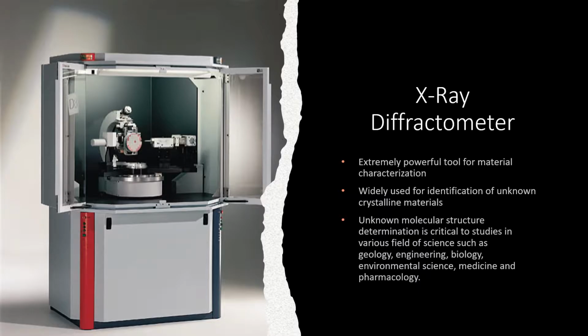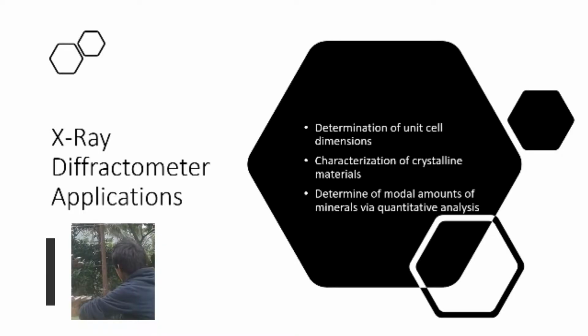So the first item would be the X-ray Diffractometer. It's an extremely powerful tool for material characterization. It is widely used for identification of unknown crystalline materials. Say crystalline materials, solid sila ng mga materials, not liquid.